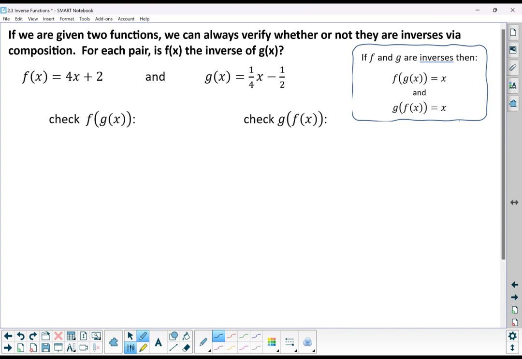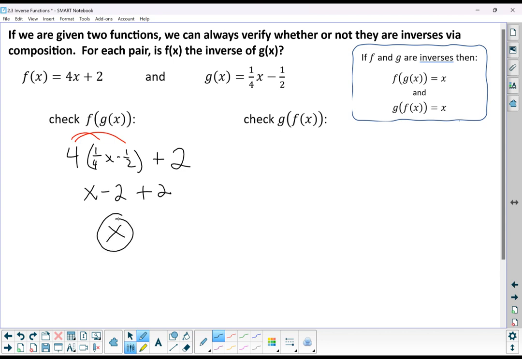F of g of x means that we have function f, which is 4 times the input plus 2, and the thing we want to sub into f is g, 1/4 x minus 1/2. We're going to distribute. Well, 4 times 1/4 x is just 1x. 4 times negative 1/2 is negative 2. So we have x minus 2 plus 2. Those 2's cancel out, and we're left with just an x. So far it's looking good for these two being inverses.